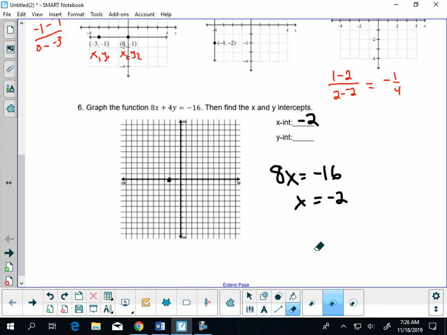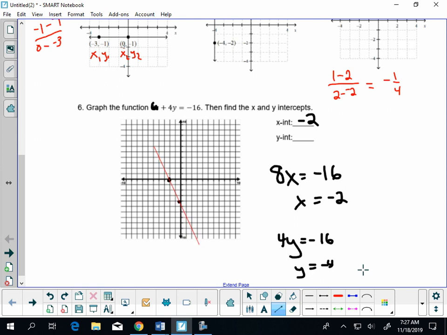Now we need to find our y-intercept. We're going to cover up our x's, and you get 4y equals negative 16. Y is negative 4. On your y-axis, put a dot at negative 4. Draw your line through your points.